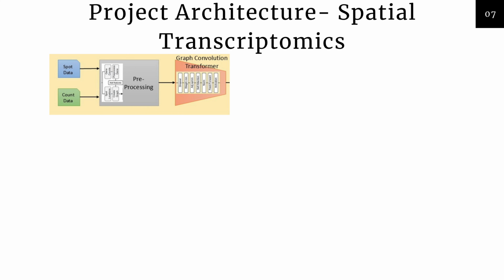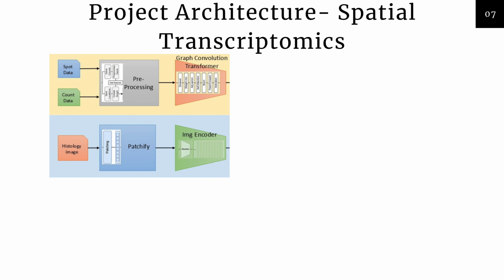We have developed a novel architecture that efficiently learns a joint representation from spatial transcriptomics and histopathology images. A graph structure is created using the spatial locations of the spots. Expressed genes are added as feature vectors for each spot. This graph is then processed through a graph transformer to generate RNA embeddings. Simultaneously, the histopathology image is divided into patches and passed through an image encoder to create image embeddings.